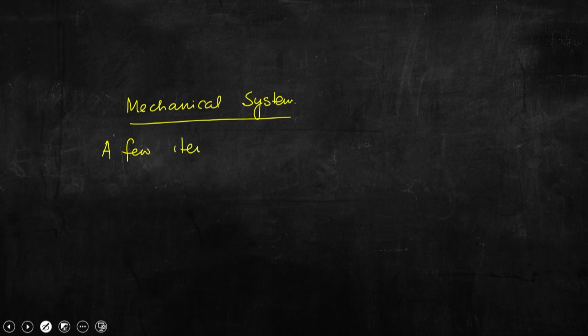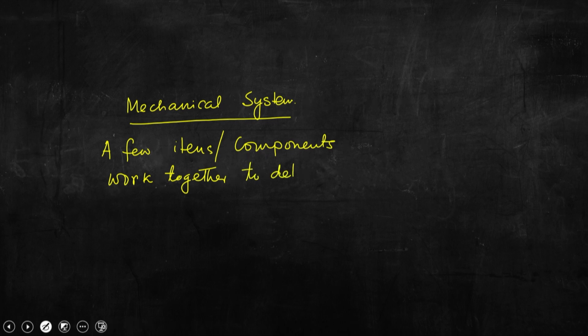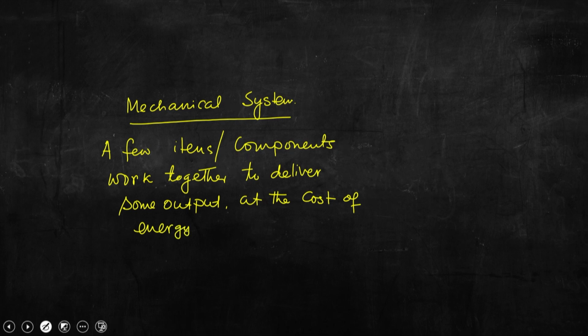A few items or components work together to deliver some output depending on the requirement at the cost of energy or motion exchange. So, this is the definition of a mechanical system.